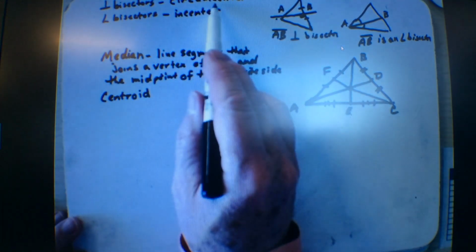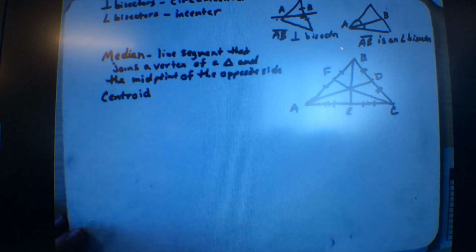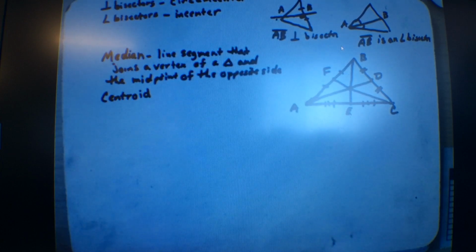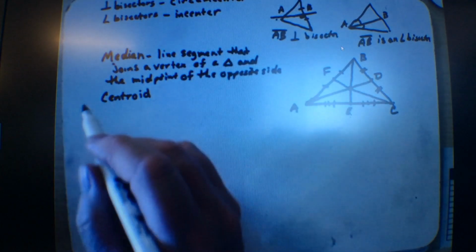So we have a circumcenter, we have an incenter, now we have a centroid. Okay? Now, if you'll read on page 365, if you'll read with me, we have the centroid theorem, which says the medians of a triangle intersect at a point called the centroid that is 2/3 of the distance from each vertex to the midpoint of the opposite side.